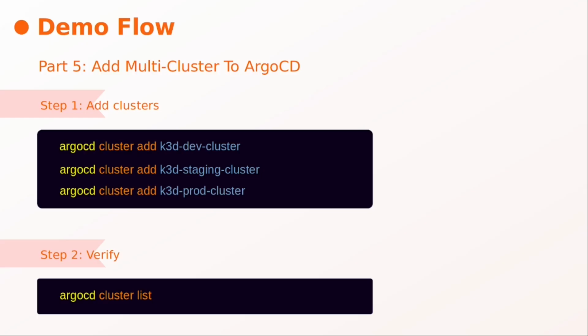Part 5. Adding clusters to ArgoCD. Once ArgoCD is running, the next step is to connect it to your workload clusters. Using the ArgoCD CLI, you register each cluster. This allows ArgoCD to deploy applications to them remotely. After adding the clusters, you verify the connection. This step is critical because it ensures that your control plane can communicate with all target environments.